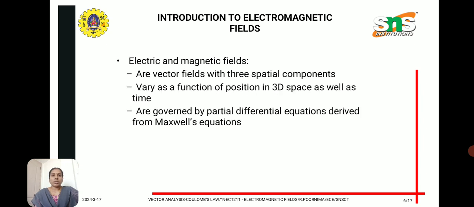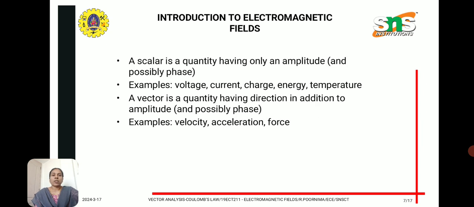In electric and magnetic fields, there are vector fields with three spatial components. It varies as a function of position in three-dimensional space as well as time. These are governed by the partial differential equations derived from Maxwell's equations. A scalar is a quantity having only amplitude and possibly phase, and examples are voltage, current, charge, energy, temperature, etc. A vector is a quantity having a direction in addition to an amplitude and possibly phase. Examples are velocity, acceleration and force.